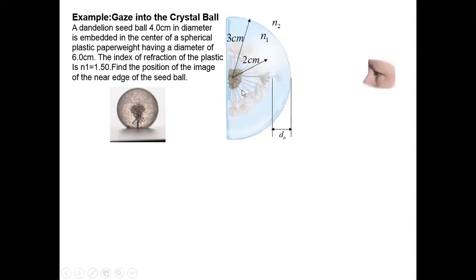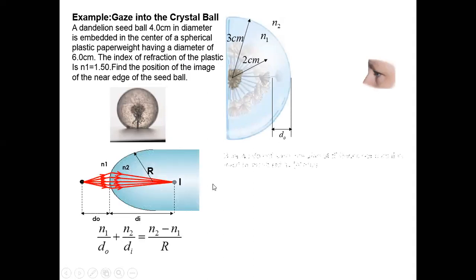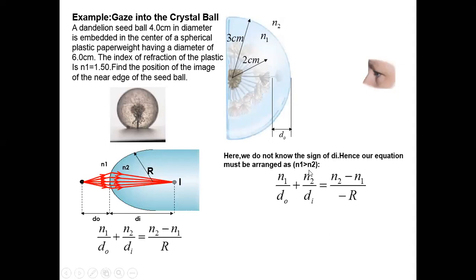Seed ball. So again, we're going to draw our shape over here. Since the diameter is 4, we take the radius, which is 2, and the diameter of the paperweight is 6, so we take its radius as 3. Okay, so we can apply the formula over here. Again, n1 is greater than n2, so n1 over do, which is the distance of the object, plus n2 over di. We don't know di. We are looking for di.